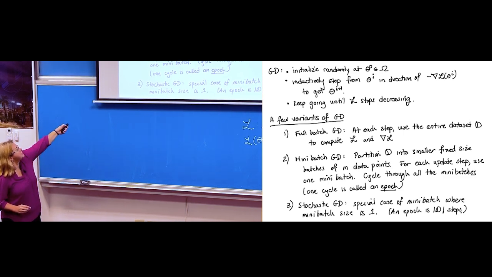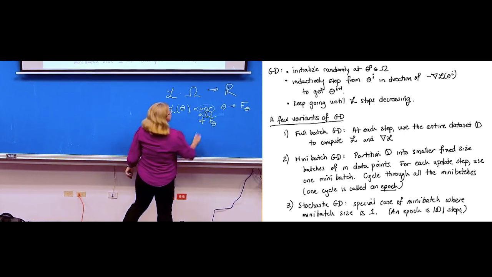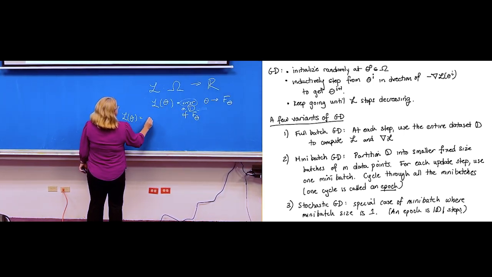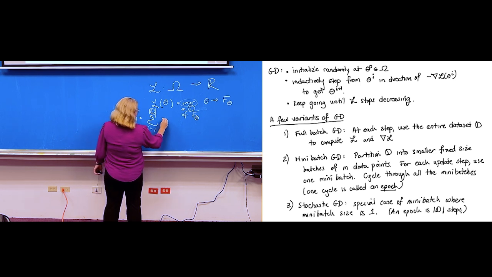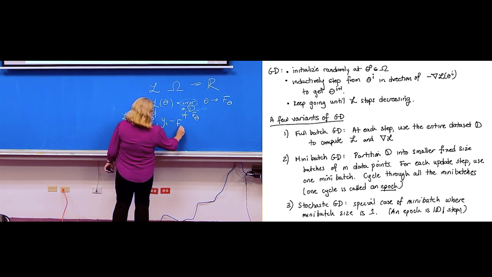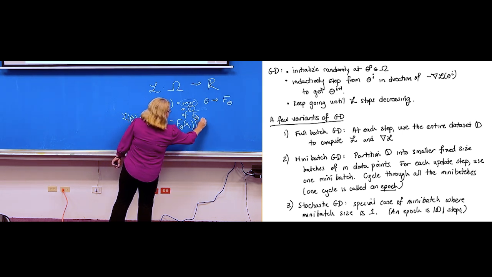So in this first one, when you calculate the error, you use all of the data. So like L of theta is like the sum over all of your data points of the correct answer minus what your function gives you at that input, and we'll square it.